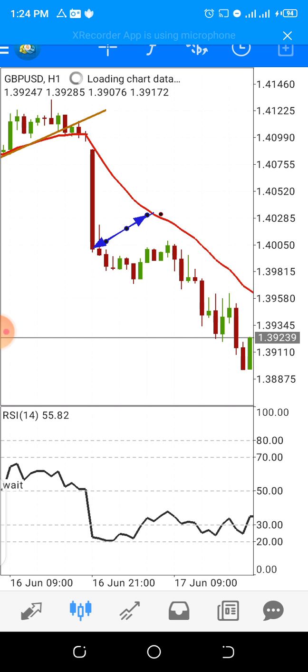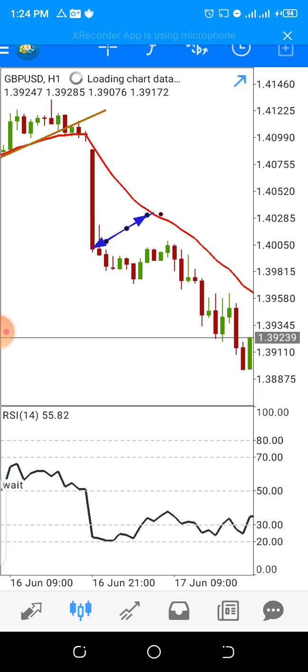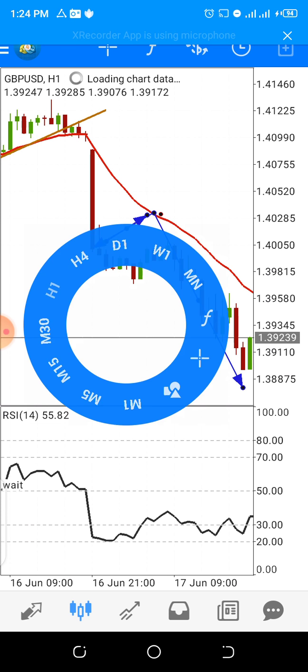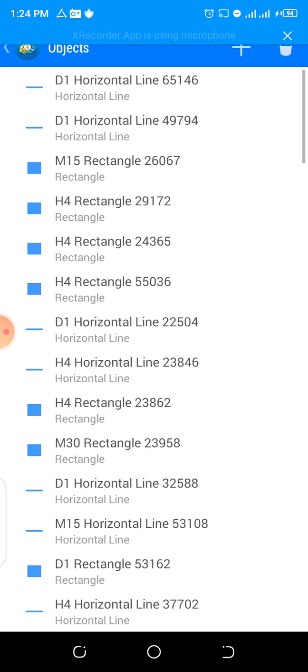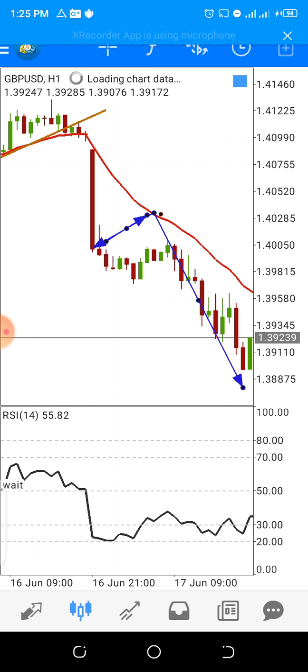Don't forget I said after a broken structure, allow price to get back to the moving average. Then you look out for price action around that zone. Look out for what will happen there.